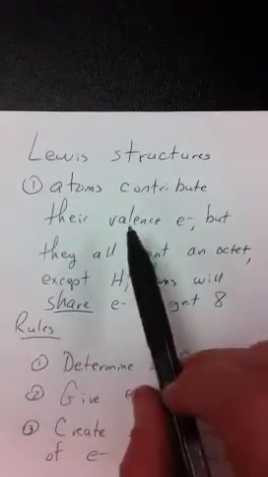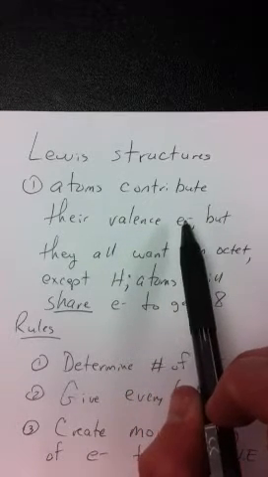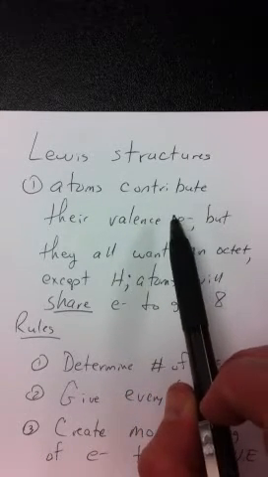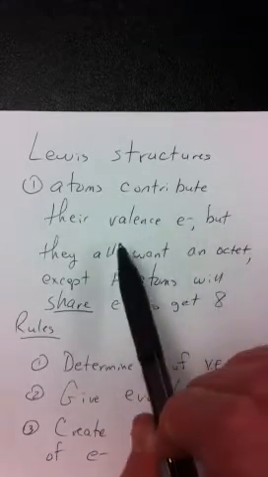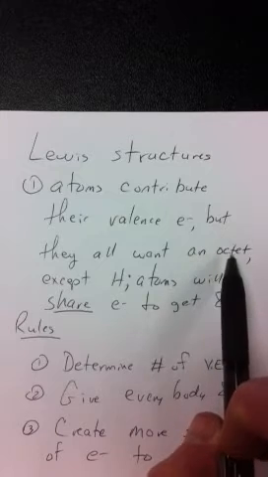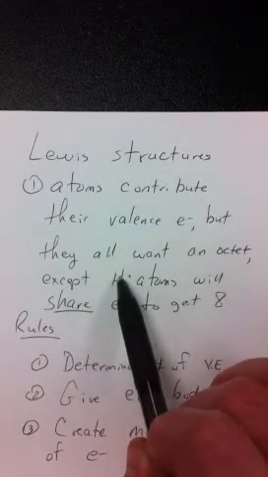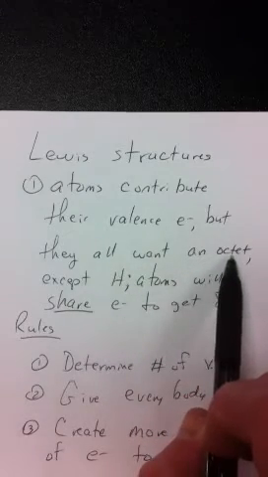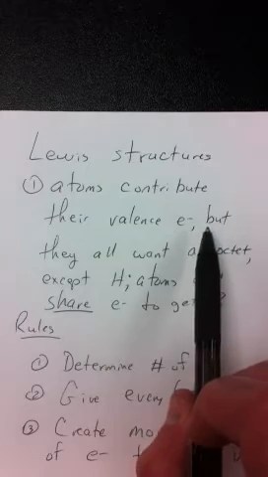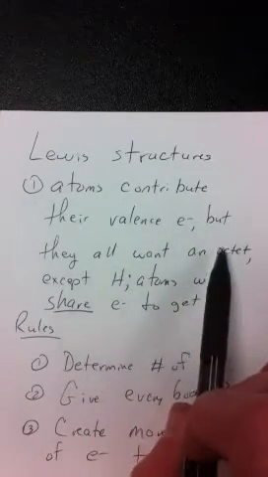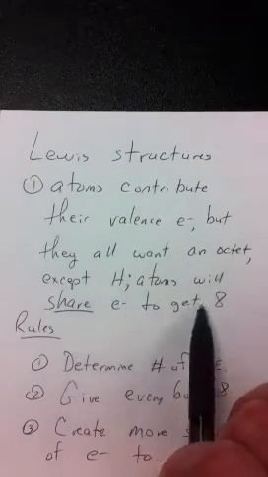So in Lewis structures, atoms are going to contribute their valence electrons to a molecule. Atoms are going to react and they're going to bond together. The question is, why are they going to react? Why are they going to bond together? It's because they all want, for now, 8 electrons around them, except for hydrogen. Hydrogen only wants 2. So the magic number, octet, 8. Atoms are going to create bonds and create molecules and compounds because they somehow want to get 8 electrons around them. And they will share their electrons to get those 8.